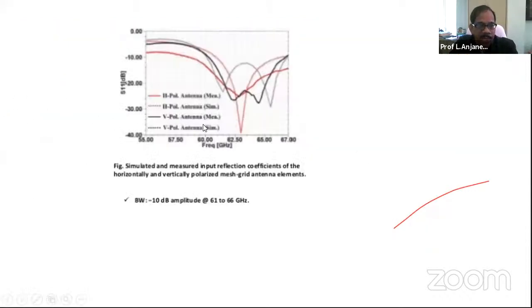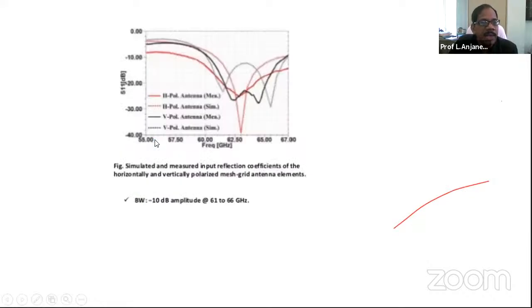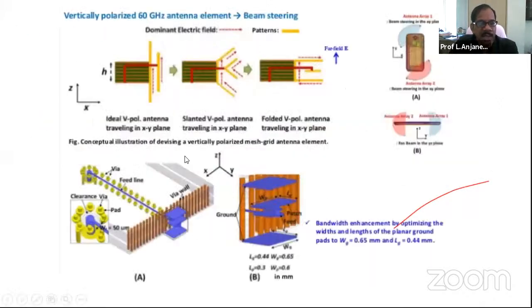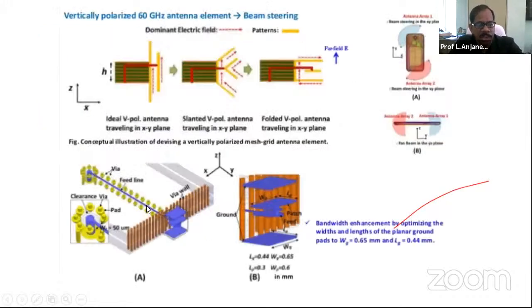Okay, these are some of the VSWR characteristics of the antenna. I will not go into details of this. Typically, this is the actual antenna. As you see, the vertically polarized and horizontally polarized antennas are kept side by side. That means this diagram is nothing but the minimized version of the antennas I am showing in these two. This one is horizontally polarized, and this one is vertically polarized.